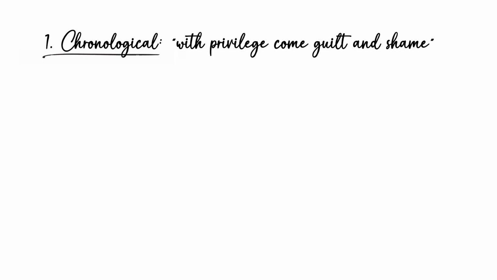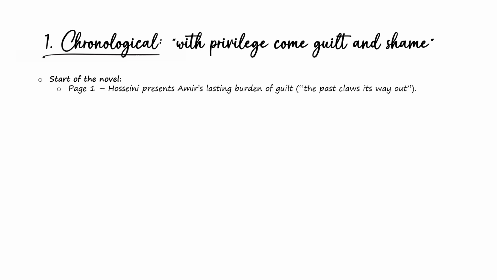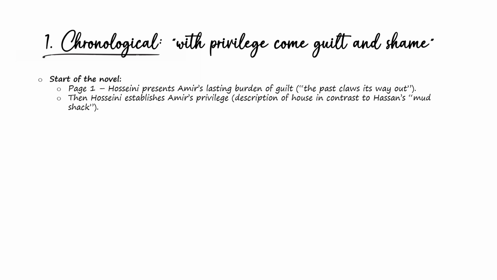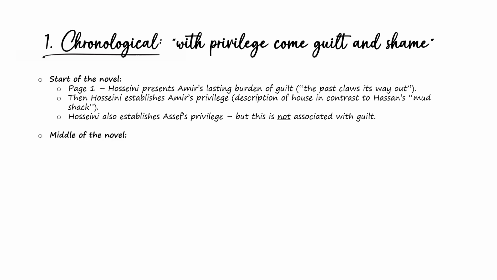So the method that I'm going to show you for planning is the chronological one. And the first thing I'm going to do is brain dump my ideas. And I'm thinking chronologically, so from the start of the novel, ideas of guilt and shame we see initially on page 1 with Amir's lasting burden of guilt. Then we see that Hosseini establishes Amir's privilege. That's one of the key words in our question. After that, we see Hosseini establishing Assef's privilege, but interestingly, this is not associated with guilt in any way.